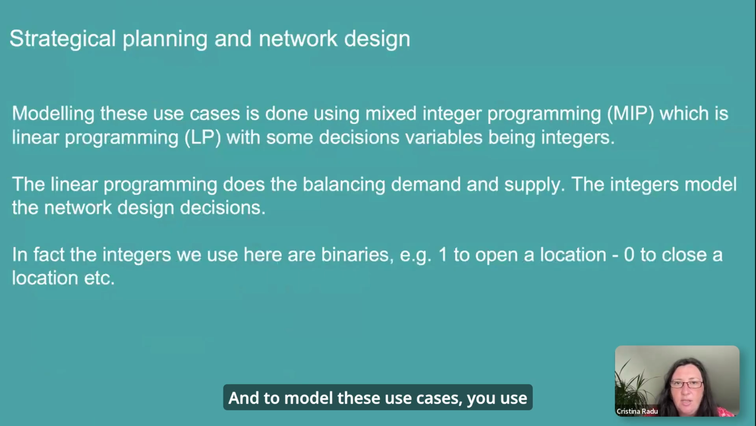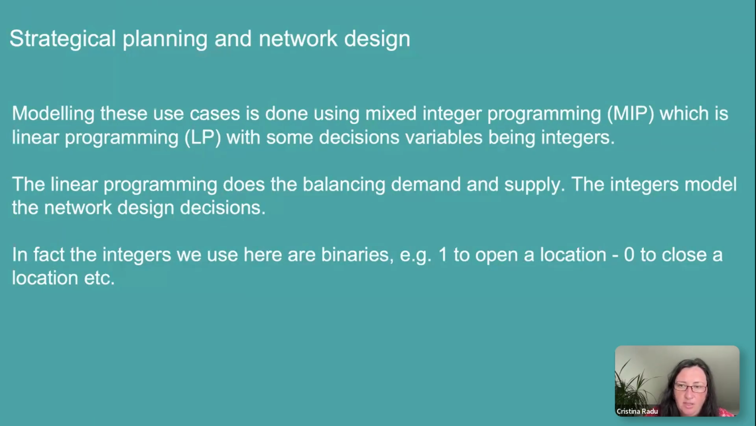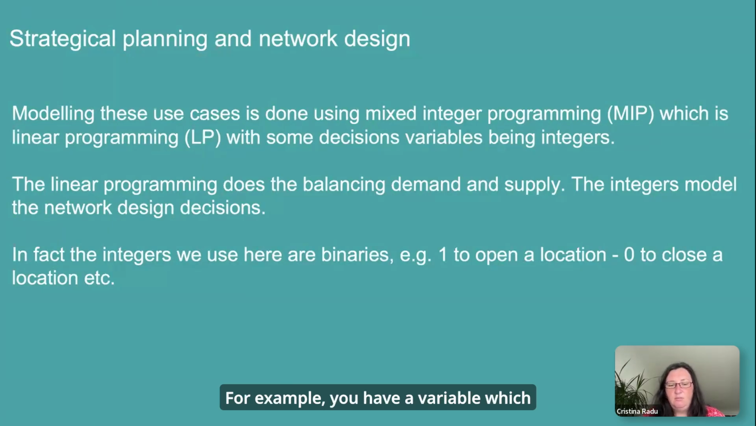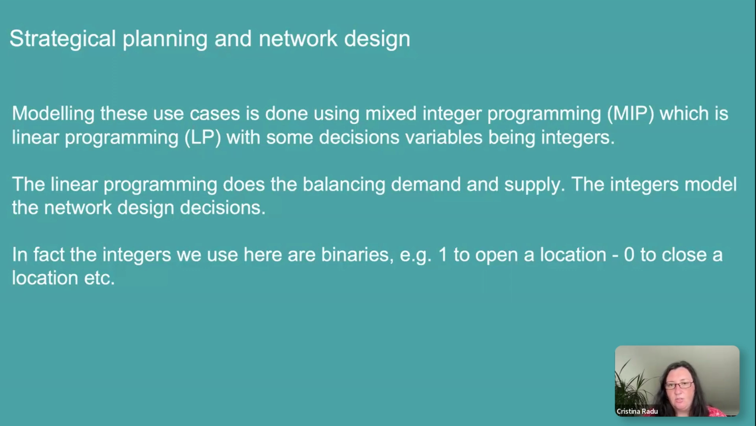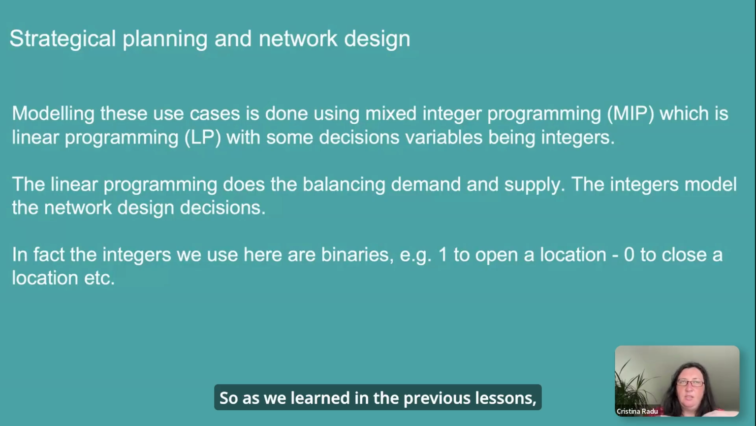And to model these use cases, you use mixed integer programming, which is linear programming where some decisions are integers or binaries. For example, you have a variable which tells you whether to open a location or not. So it's 1 if you open a location and 0 if not. As we learned in the previous lessons, what happens in the supply chain is that we balance demand and supply. So this part is covered by the linear programming part of the model. And then the integers and the binaries model the network design decisions.